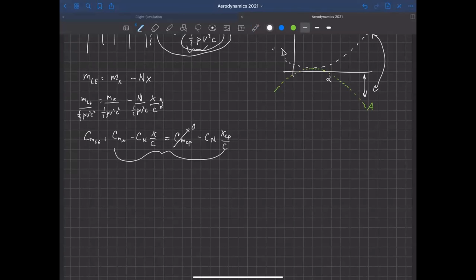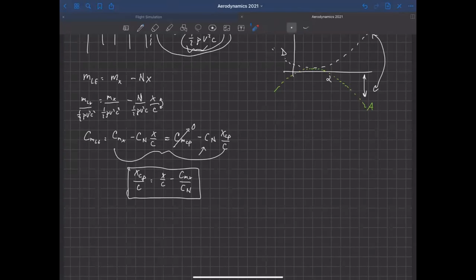And the way we do that is we just divide by minus Cn across the whole thing. So what I'm going to get is xCp over c is equal to, if I divide by negative Cn on the left-hand side here, I'm going to get an x over c minus cmx over cn. Did I do that right? So that's my center of pressure location.